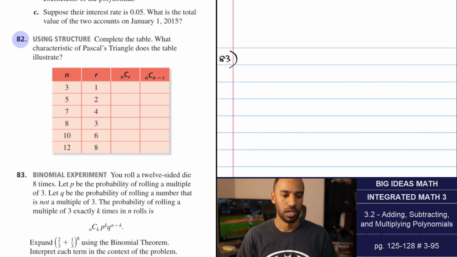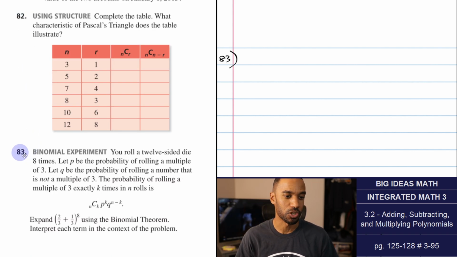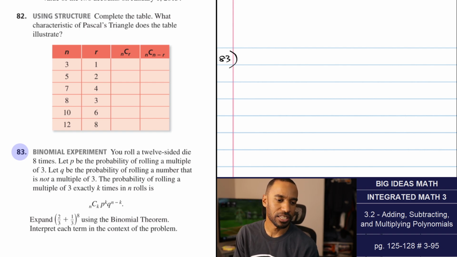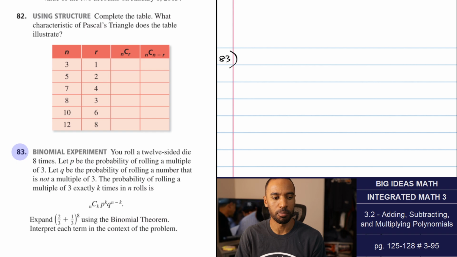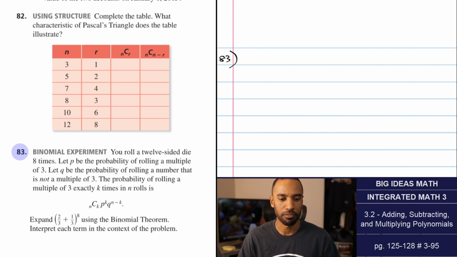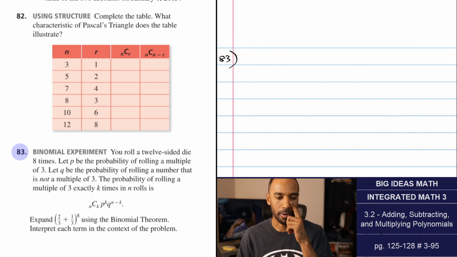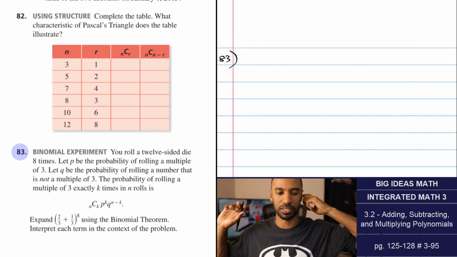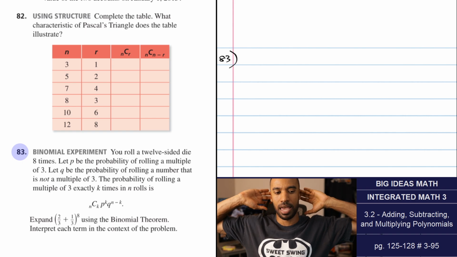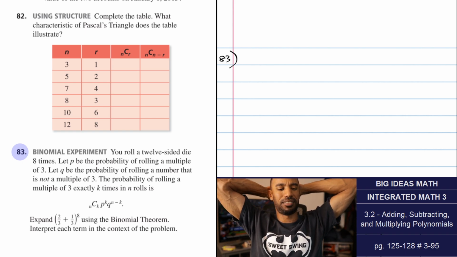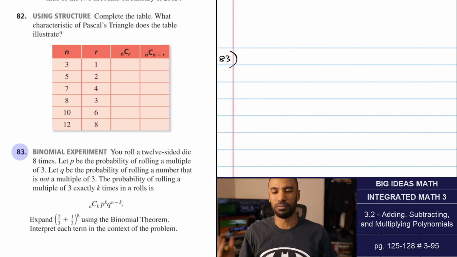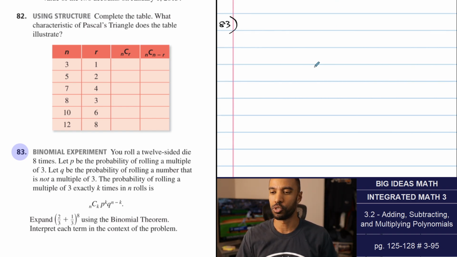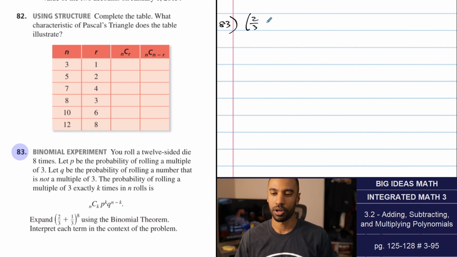Binomial experiment. You roll a 12-sided die. Oh yeah, this is the probability stuff I was talking about before. This is where they're used. You roll a 12-sided die 8 times. Let P be the probability of rolling a multiple of 3. Let Q be the probability of rolling a number that is not a multiple of 3. The probability of rolling a multiple of 3 exactly K times in N rolls is this. Expand that. I might have to do it on pause here. It says to expand this using the binomial theorem, so 2/3 plus 1/3 to the 8th power.